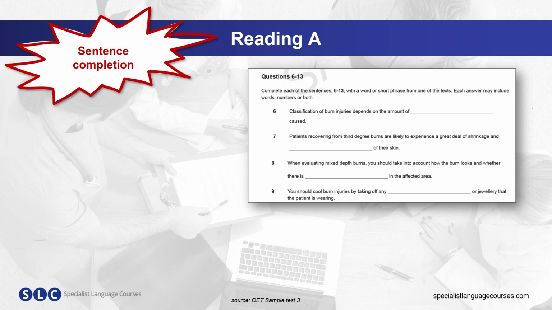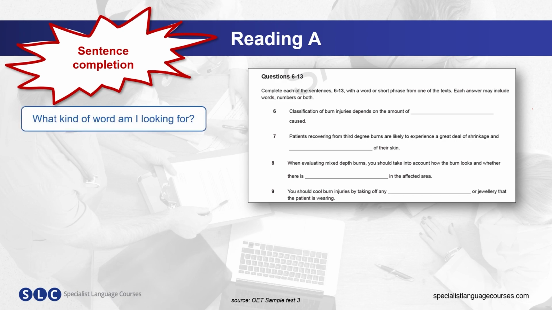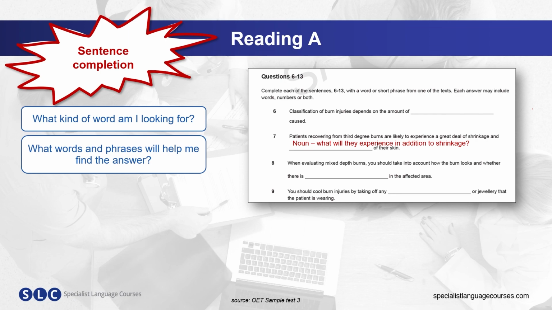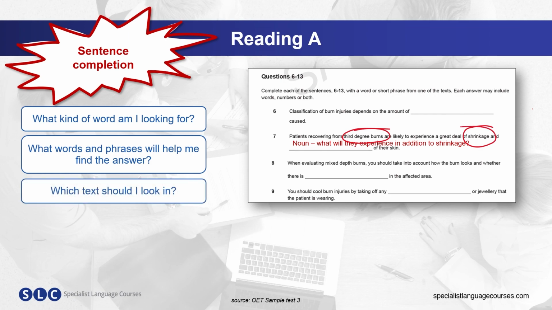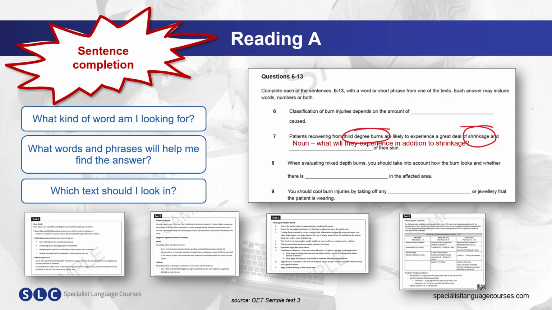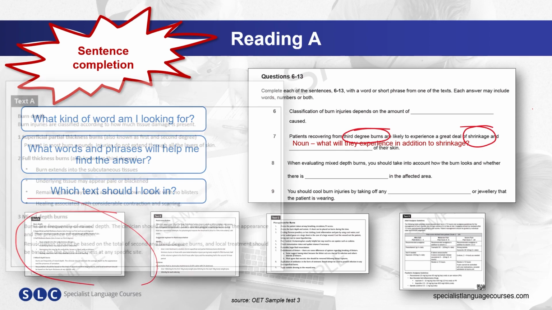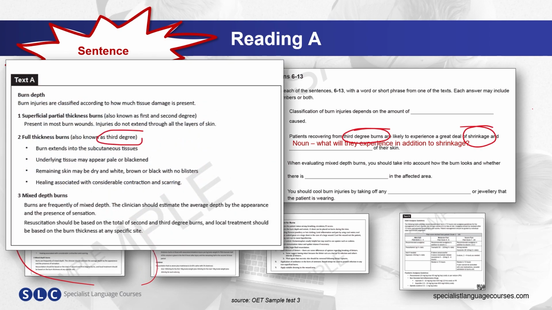For sentence completion, you should ask yourself, what kind of word am I looking for? For question 7 here, it is a noun. What will they experience in addition to shrinkage? I also want to focus on what words and phrases will help me find the answer, here being 3rd degree burns and shrinkage. Then I need to decide which text should I look in, and for this one it's probably going to be text A. You then need to look in the text and scan for 3rd degree and perhaps a word meaning the same as shrinkage. And here we can see considerable contraction, so we know the answer is scarring.